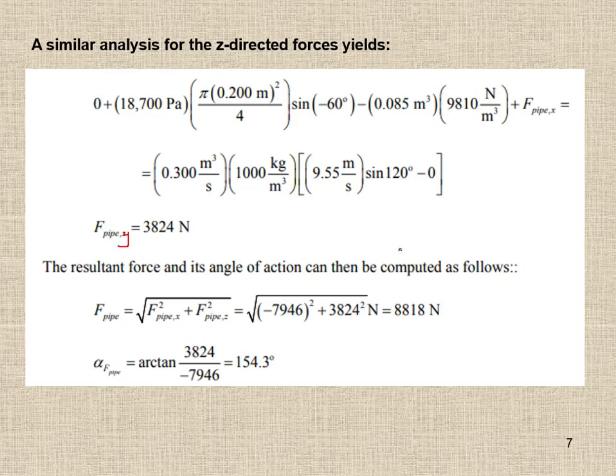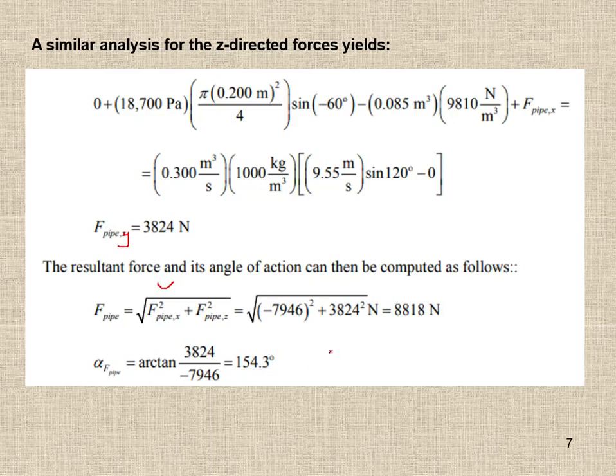Now the resultant force can be found by taking the square root of the sum of the squares of the two forces. We substituted the values, and finally we got the net resultant anchoring force needed to hold that elbow, which is 8818 Newton. At what angle it has to be supported can be calculated by alpha equals arc tangent, inverse tangent of sigma Fy over Fx, which equals 154.3 degree.